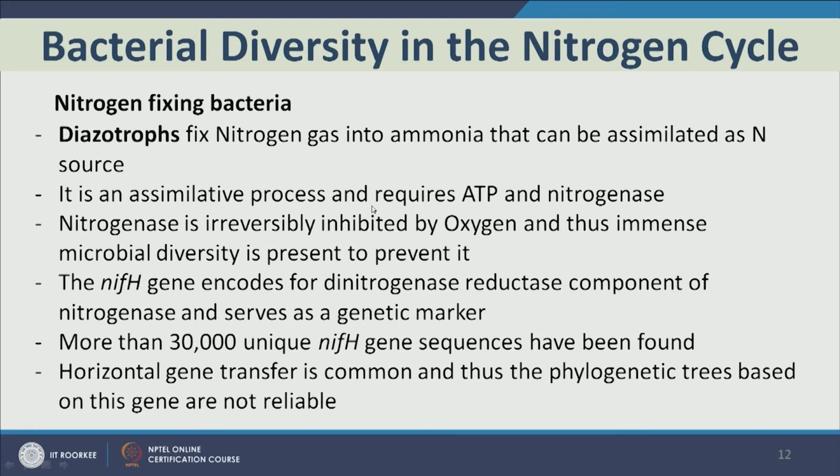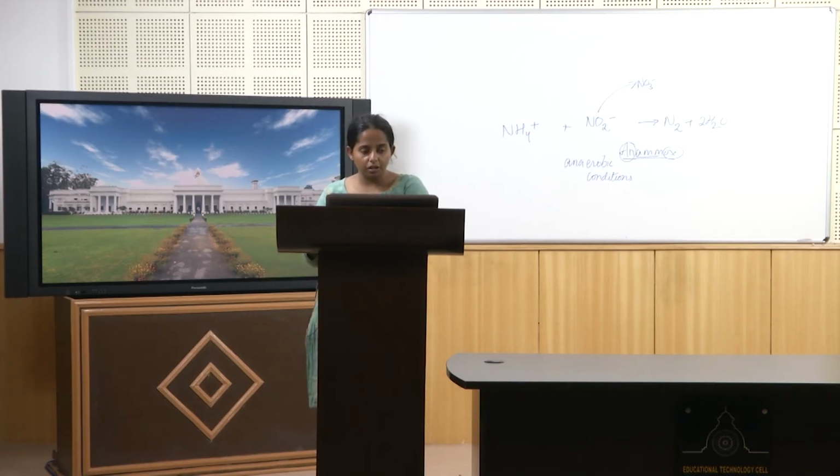It is an assimilative process and requires ATP and nitrogenase. Now, this is an energy intensive process and that is the reason why it requires such high electric charge as is available only in thunderbolts. So, it requires plenty of energy input and it requires specialized enzymes that will lower the energy barrier, and thus we do not require 1 million ATP, we require only a few ATP and diazotrophs are able to assimilate nitrogen.